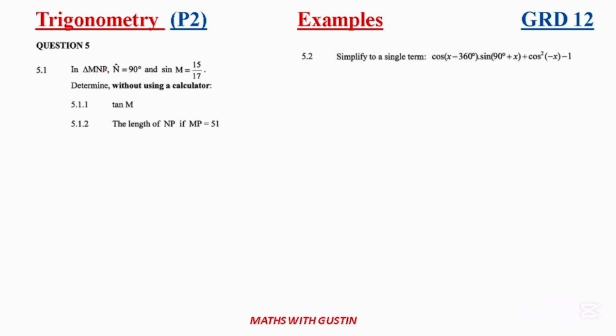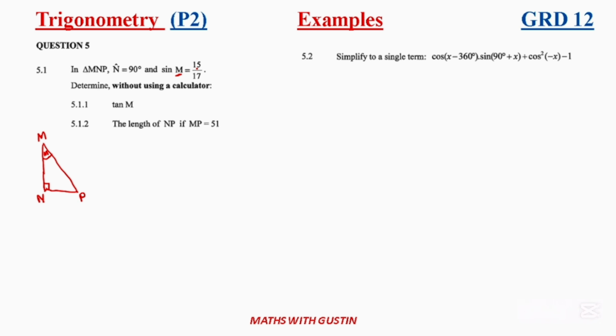The first question says, in a triangle, so I'm just going to draw it here. We've got an angle here at 90 degrees. This is angle N. And then they've got M as well, you can put it here, and then P. They're saying this is 90. And then they're saying sine M. M means the angle here at M. So they're saying it is going to be what?